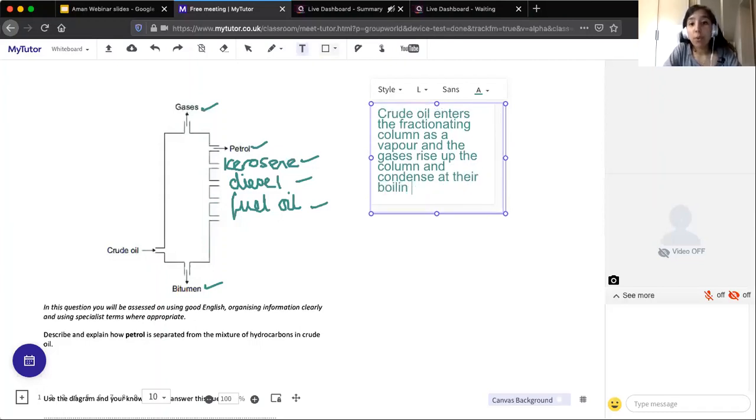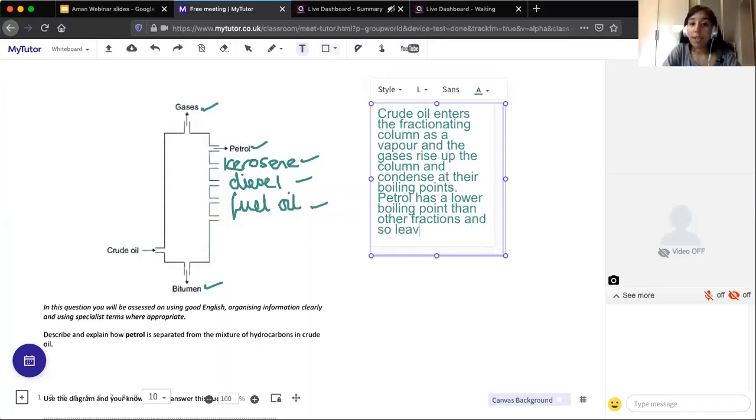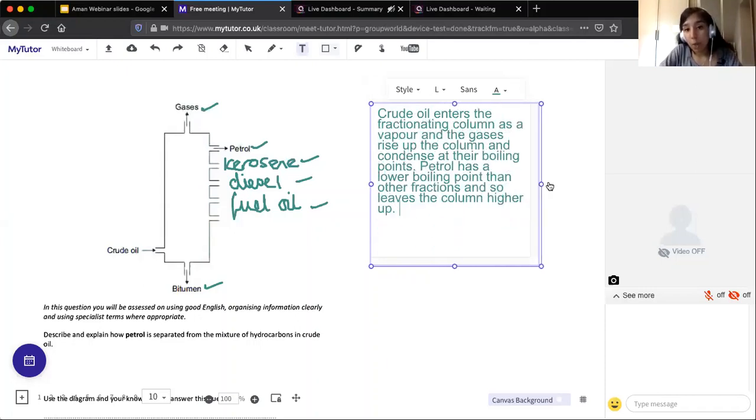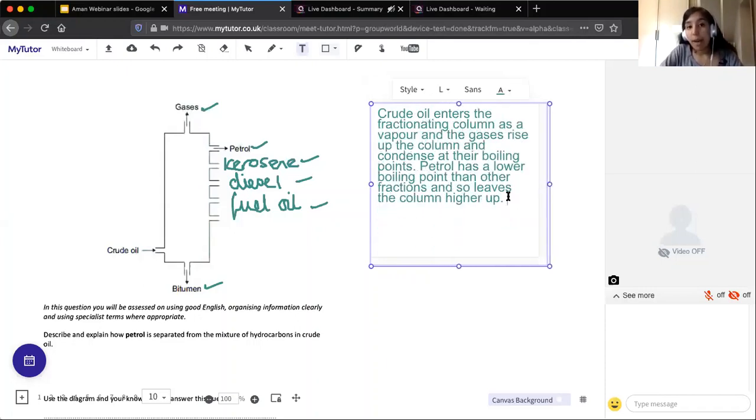And what's really important here is that you refer back to petrol. So we can say that petrol has a lower boiling point than some of the other fractions, and so leaves the column higher up. And remember, that's because it's cooler at the top and hotter at the bottom. And that's it. That would be enough to get you all your marks. So it's just about describing the fractionating column.